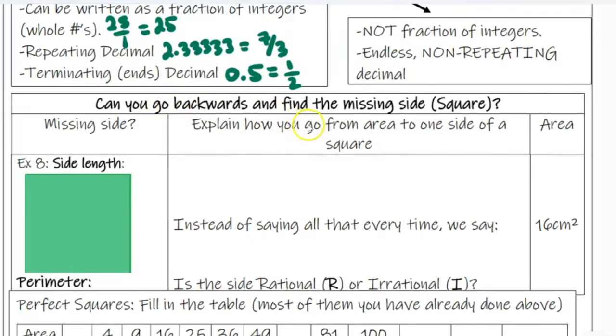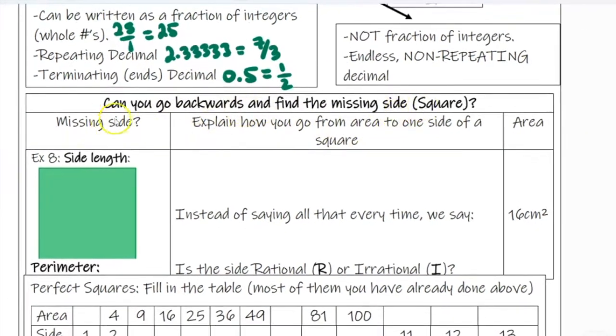Can you go backwards and find the missing side of the square? So this is saying this is the missing side, so I'm missing the side length. Explain how you go from area to one side of a square. So here's my area. So my area is 16, and you should have done this in the third grade previous page. How do I go from 16, if my area is 16, to the side length? So whatever you think, go ahead and pause the video and write it right there.